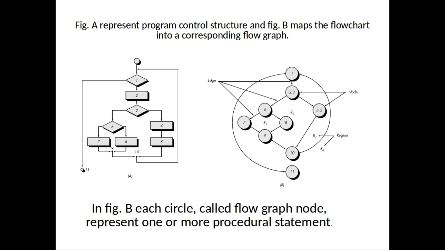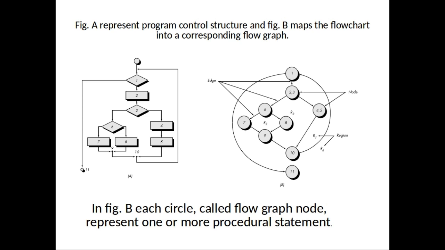Referring to figure B, each circle, called a flow graph node, represents one or more procedural statements. A sequence of process boxes and a decision diamond can map into a single node. The arrows on the flow graph, called edges or links, represent flow of control and are analogous to flowchart arrows. An edge must terminate at a node even if the node does not represent any procedural statements.